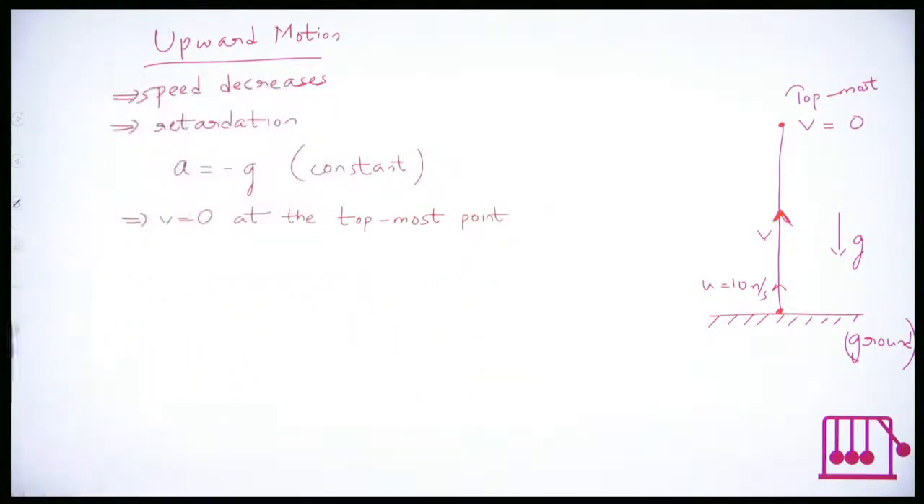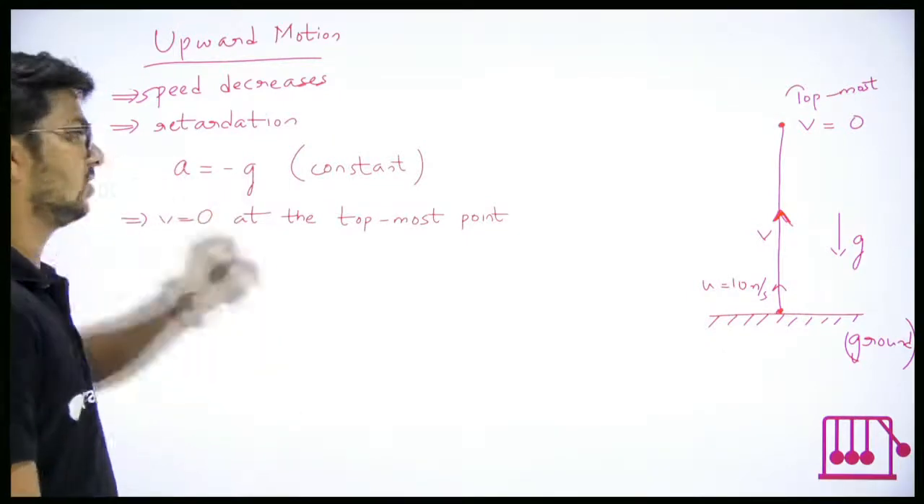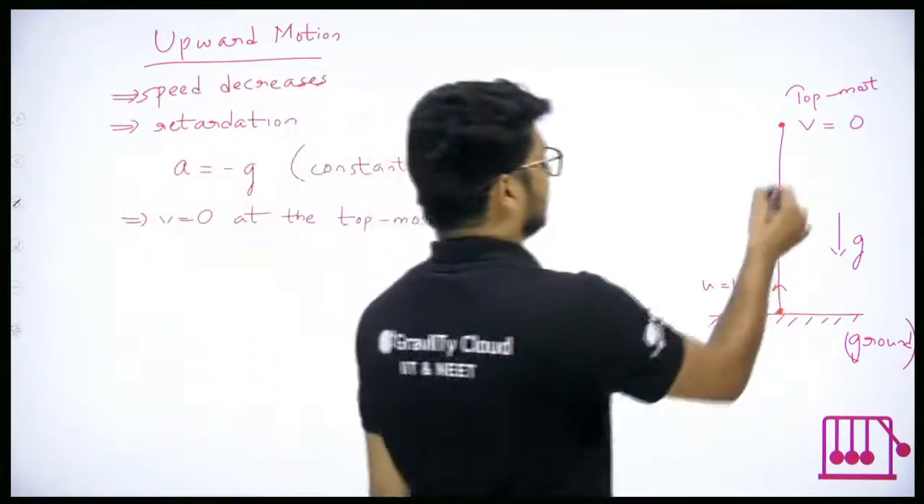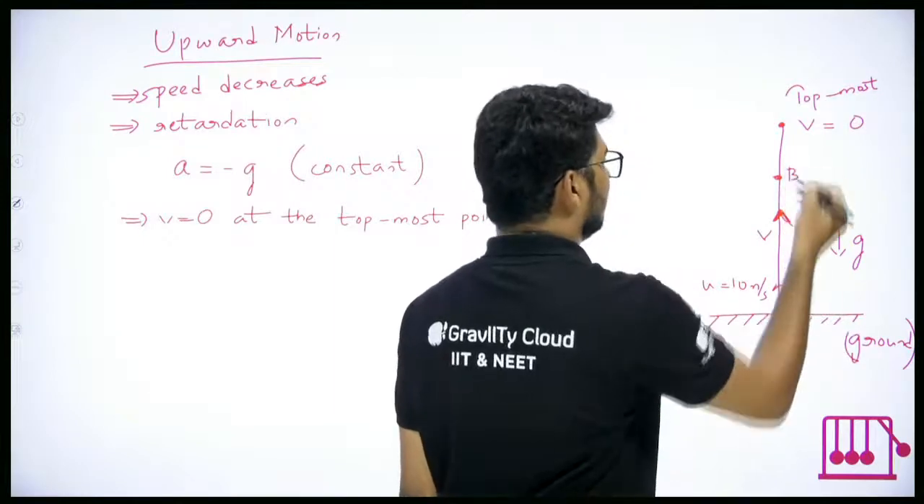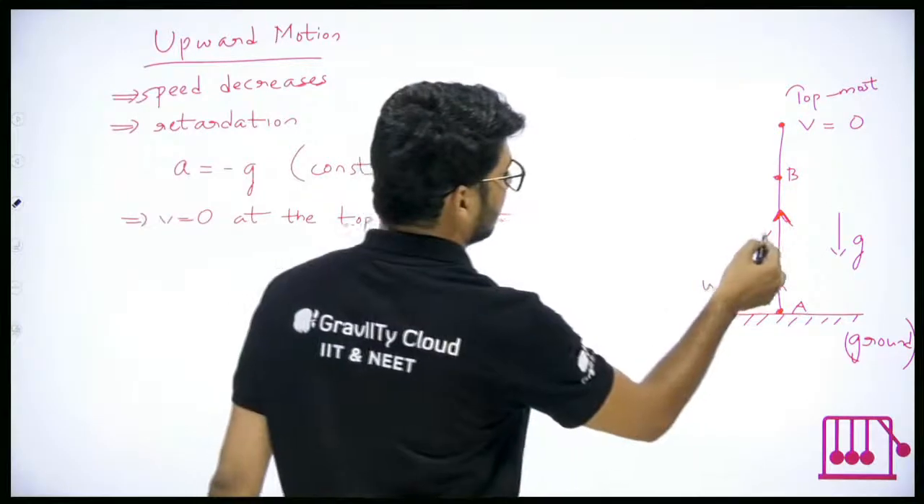Clear? Good. So we have a is equal to minus g, we have v is equal to 0, two conditions. Right, and I'll take any other point. Let's say I'll take this point. Here A is the initial point. Let's say at B we have to find out the speed. We have to find out the speed at B.